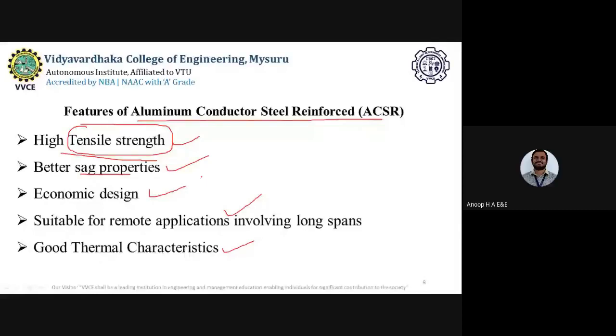Very good. Now, you need to have better sag properties. What we generally mean is that the sag of the conductor should be minimum. You will be having the conductors like this. So you need a conductor that has the minimum sag property. That is what we mean by better sag properties.